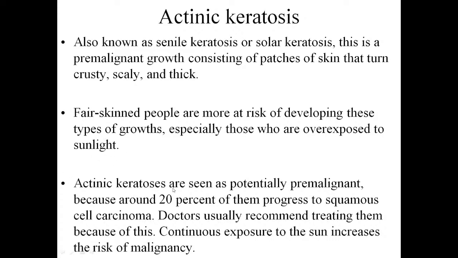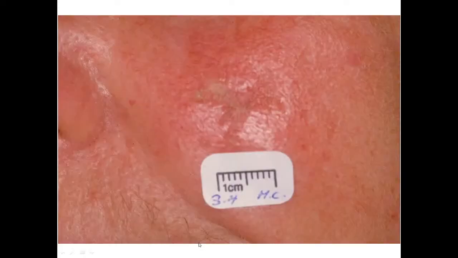Fair-skinned people are more at risk of developing these types of growth, especially those who are overexposed to sunlight. Actinic keratosis is seen as potentially premalignant because around 20% of them progress to squamous cell carcinoma. Doctors usually recommend treating this because continuous exposure to the sun increases the risk of malignancy. And here you can see the keratosis of the skin.